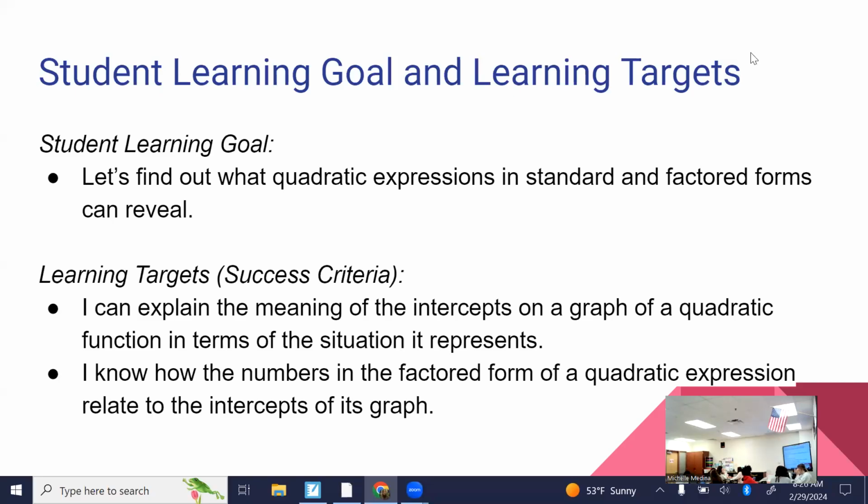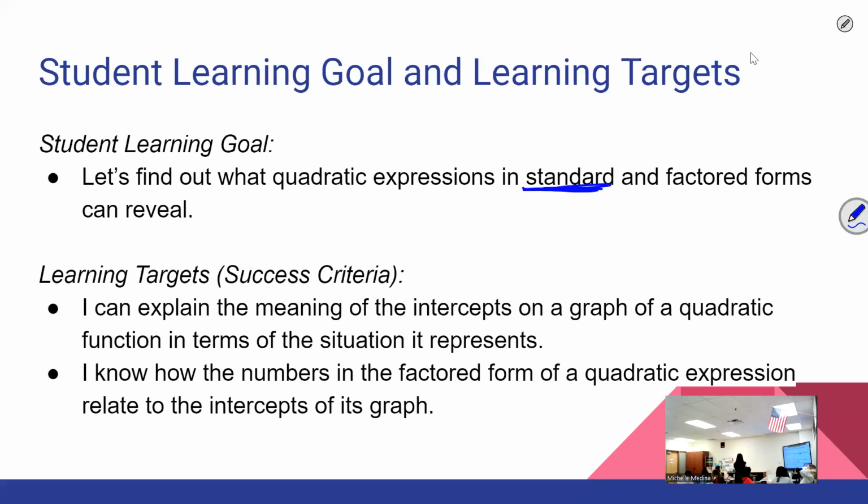Today we did lesson 10 of unit 6. We were tasked with finding out what quadratic expressions in standard and factored forms can reveal. So those of you that had the lesson already, what can we tell very easily from standard form?